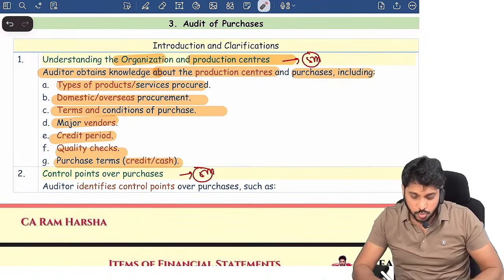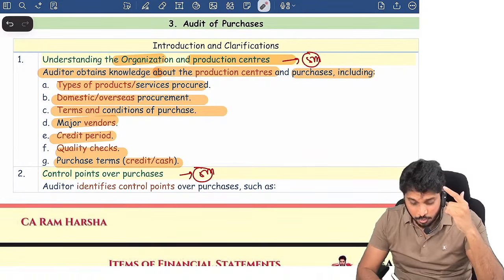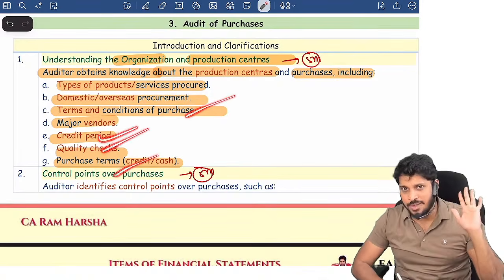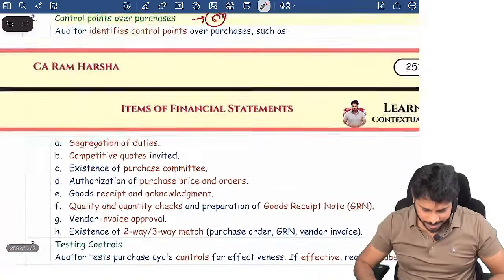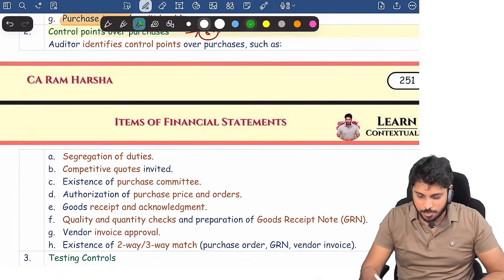Understanding what products and services the company is procuring, from where they are procuring, locally, what are the terms, who are the vendors, quality, credit period, and are they purchasing in cash or credit? That's it, easy. Next, then the auditor has to look at controls over the purchase point.